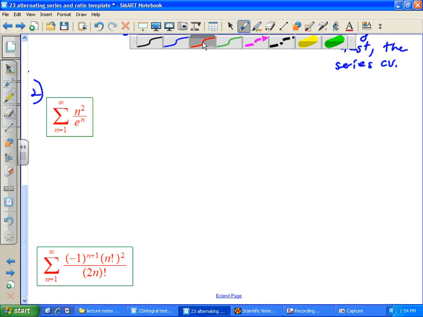So we're taking a limit as n goes to infinity of a sub n plus 1. So replace every n with n plus 1, right? Divided by a sub n, or times 1 over a sub n. Okay, let's try to simplify it a little bit.